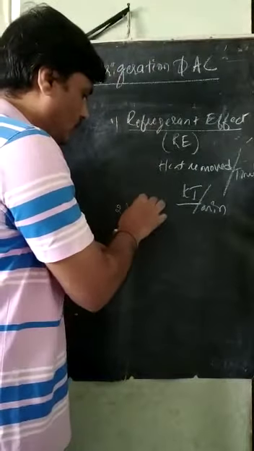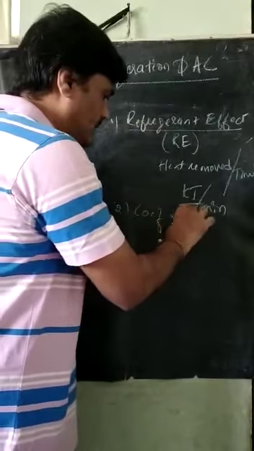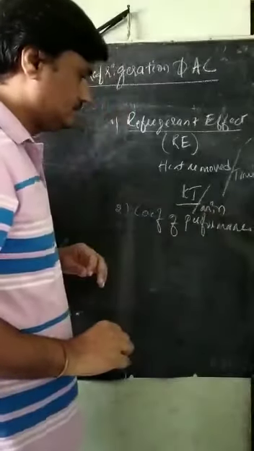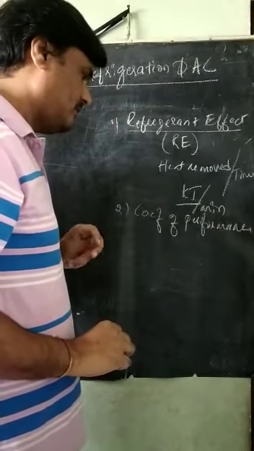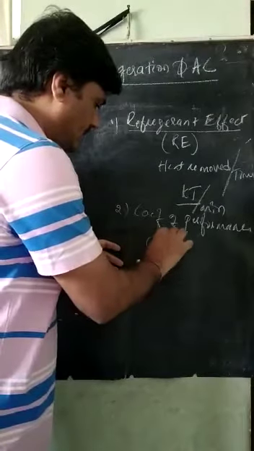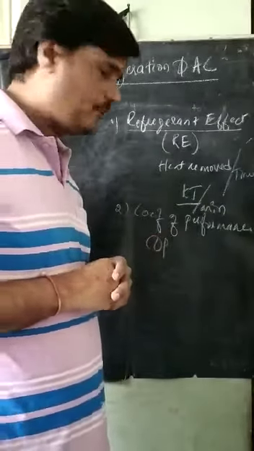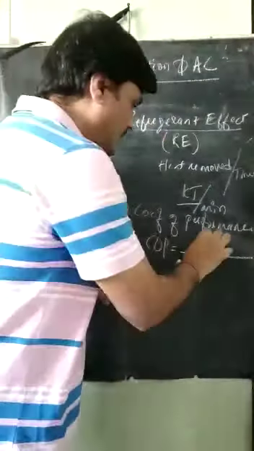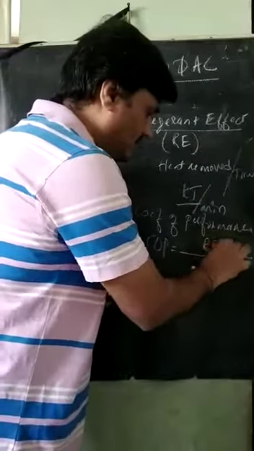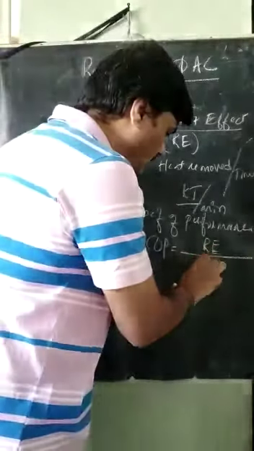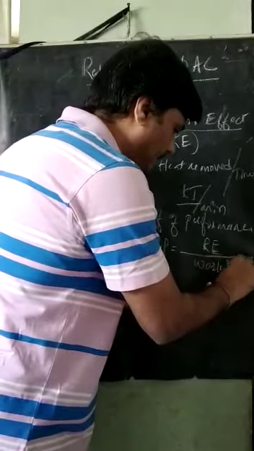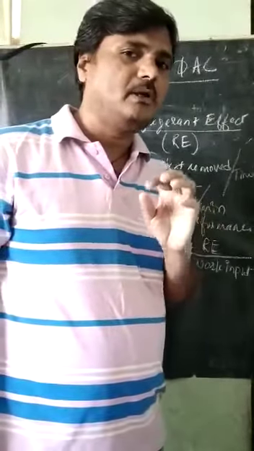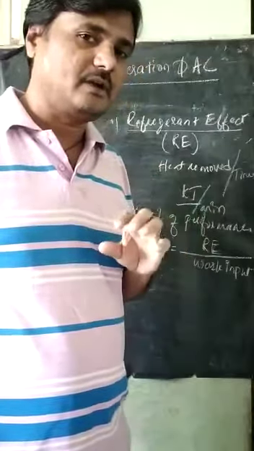Next, the second term is the coefficient of performance. It is indicated as COP, coefficient of performance. This coefficient of performance is the ratio of the refrigerant effect to the work input. Refrigerant effect means, as I have already told, how much heat will be removed per unit time. That is the refrigerant effect.